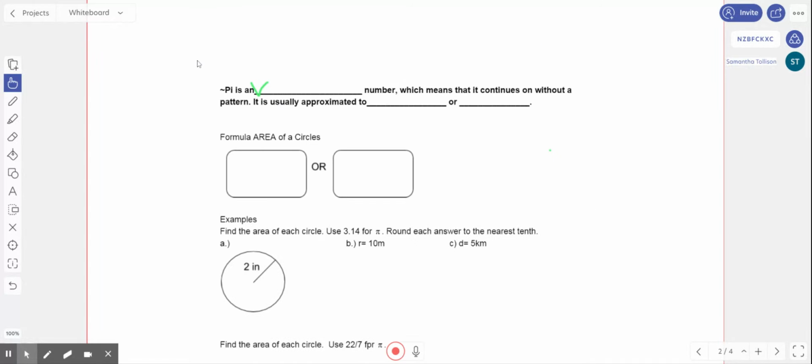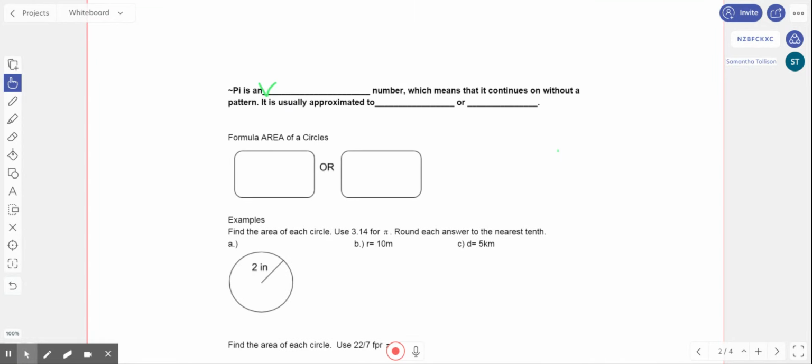Now that I know how to do this. Okay, so pi is an irrational number, meaning that it goes on forever, which means that it continues on without a pattern. It's usually approximated to 3.14, which is the general rule of thumb when doing this, or its fraction form is 22 over 7.